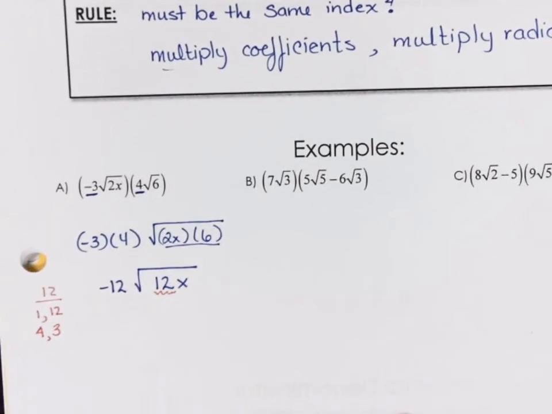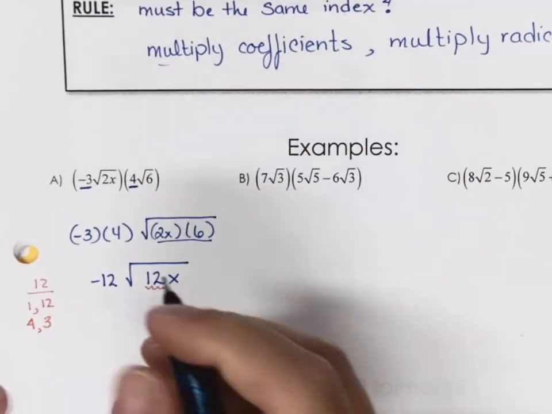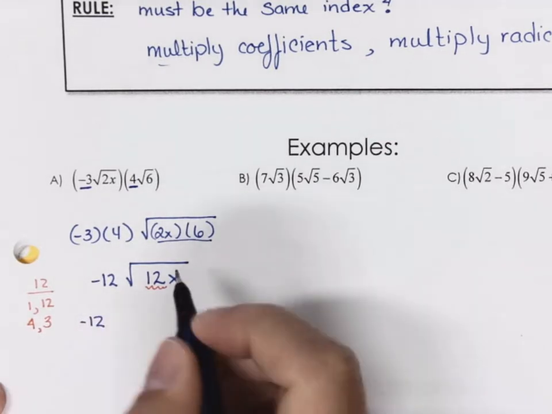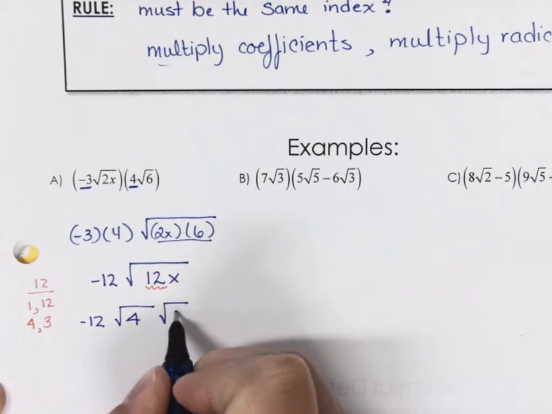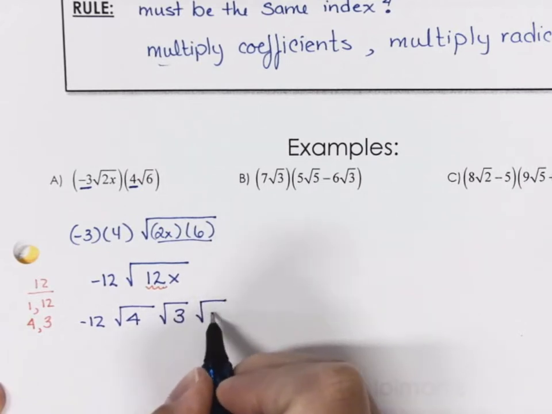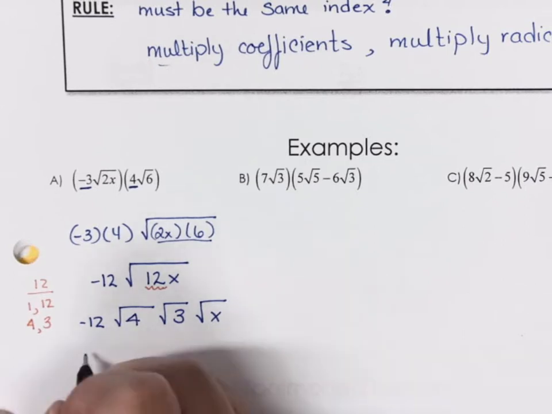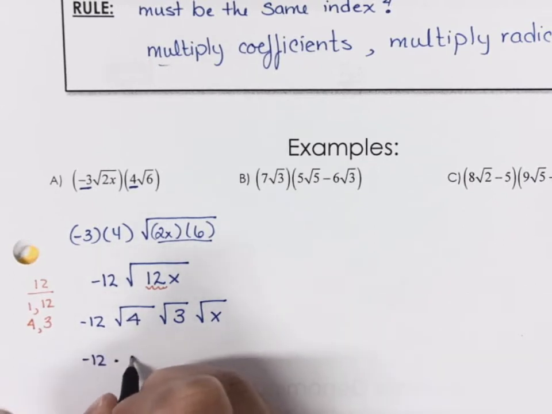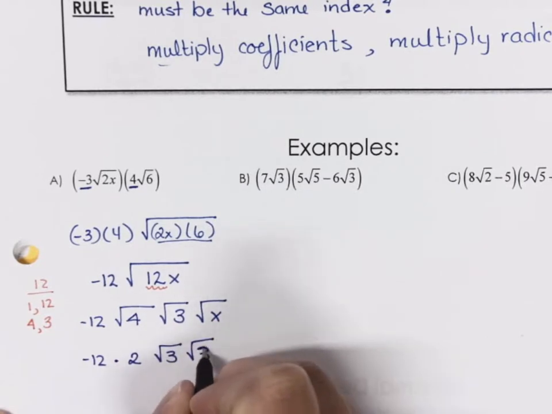Oops, sorry, you guys can't see that. All right, so I'm going to keep my coefficient. So negative 12 gets rewritten. My 12 I'm going to write as square root 4, square root 3, square root x, because the factors of x are going to be 1 and x, and there's nothing else there. Can I square root 4? Yeah, it's a perfect square. So I'm going to have negative 12 times 2 times root 3, times root x.